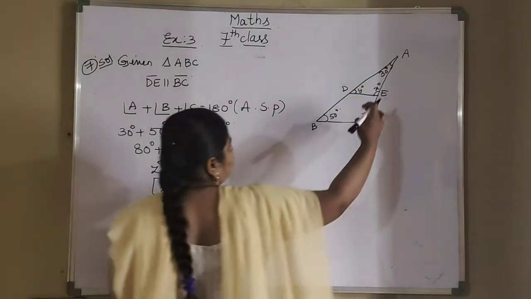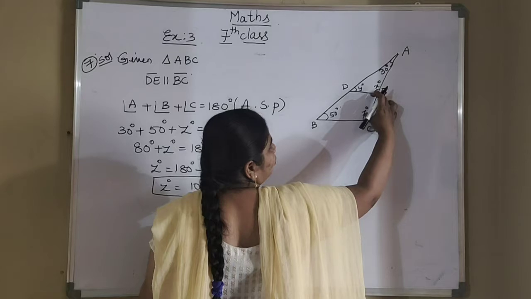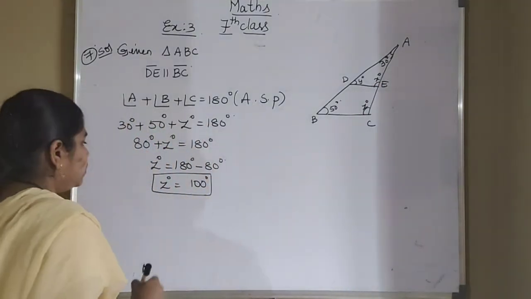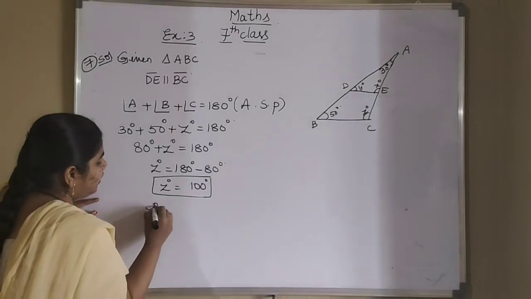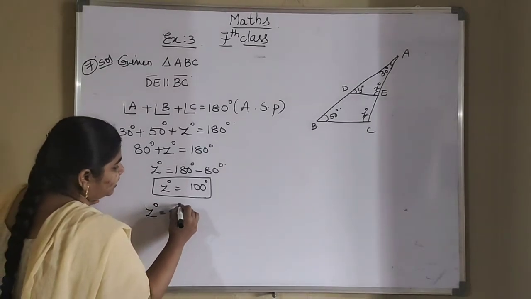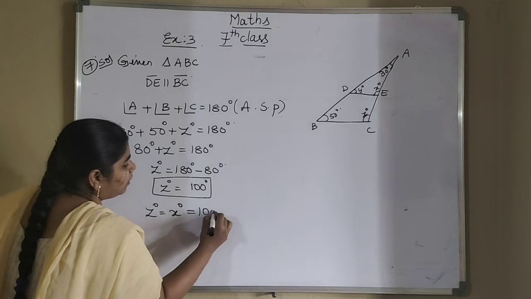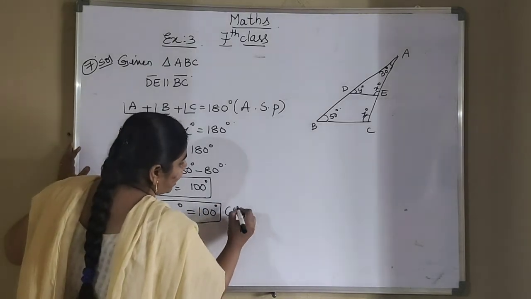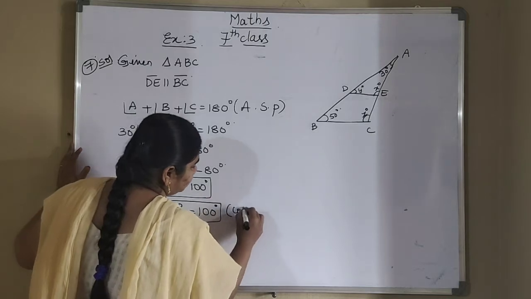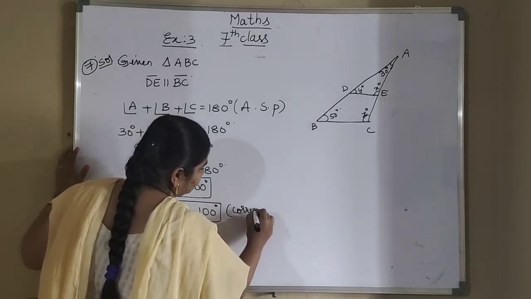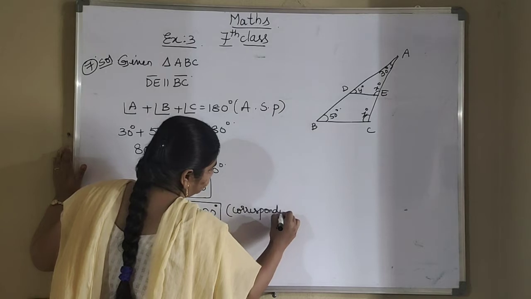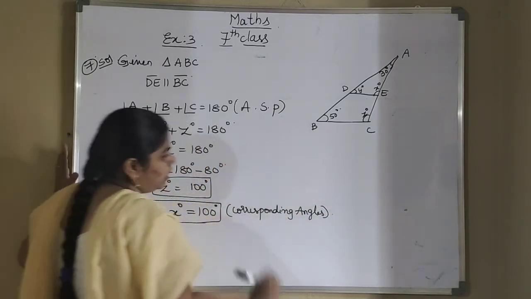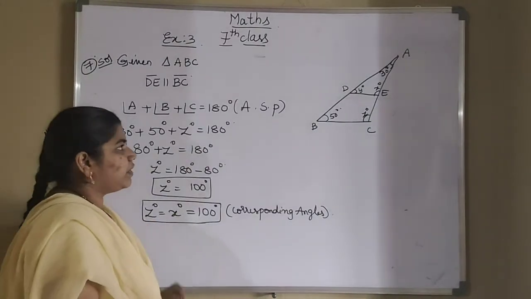So already I told you that these two angles are corresponding to each other. So always the corresponding angles will be equal. So we can write here Z degrees is equal to X degrees is equal to 100 degrees because they are corresponding angles. And always the corresponding angles will be equal. Now we got the X value also.